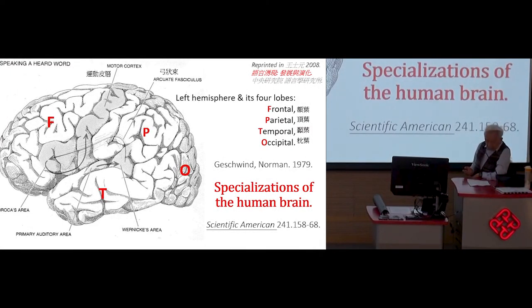So a very important summary of some of the things that I just said can be seen from this diagram published by Norman Geschwind, who was a professor of neurology at Harvard University for many decades. His article is called Specialization of the Human Brain. And it's collected in a book that's been translated into Chinese called 语言涌现发展语言化.